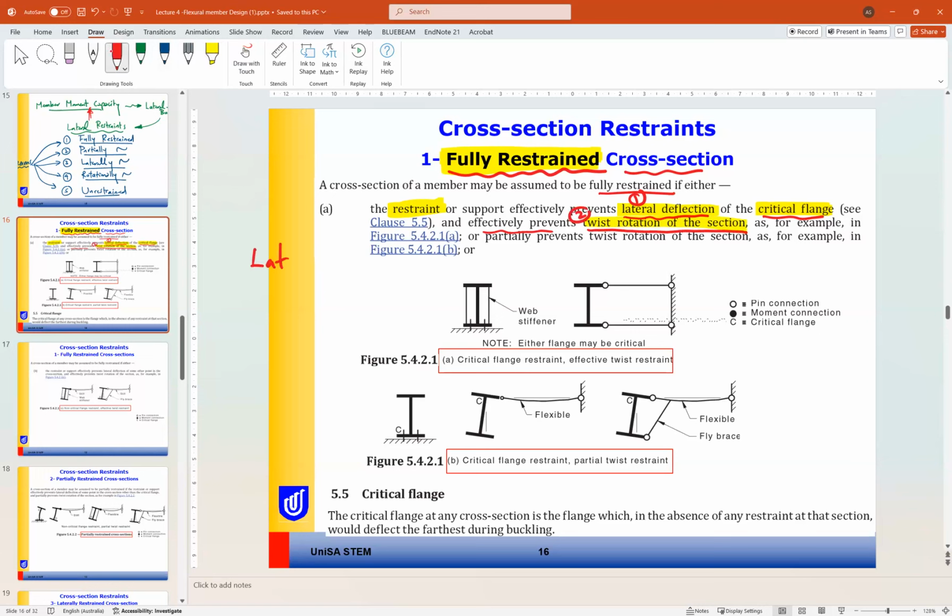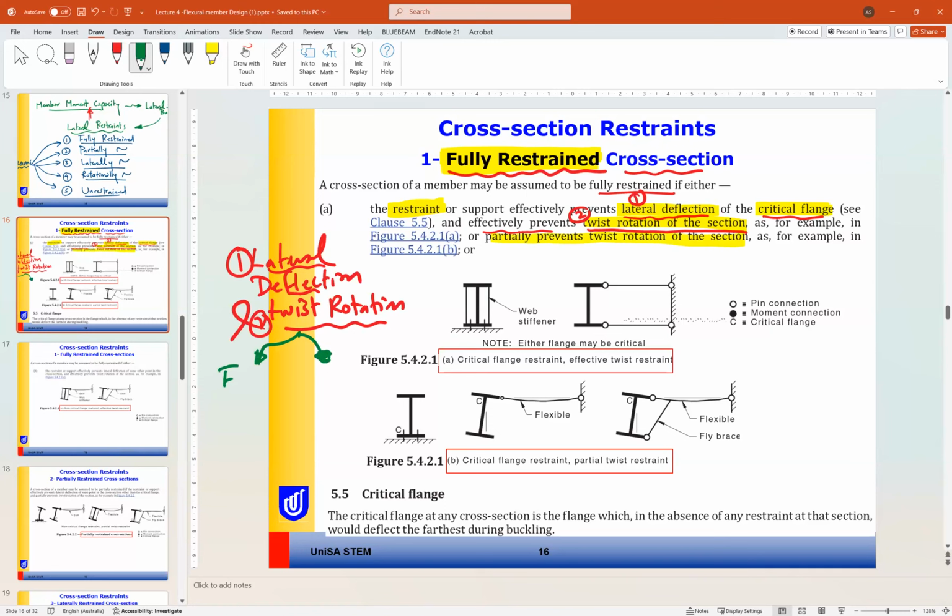So we have lateral deflection and twist rotation. If the restraint prevents these two, we can consider it as full. Okay, so the prevention can be effective or full, and also partial. So for the twist prevention, it can be fully restrained or partially restrained. And the standard gives us some examples here.